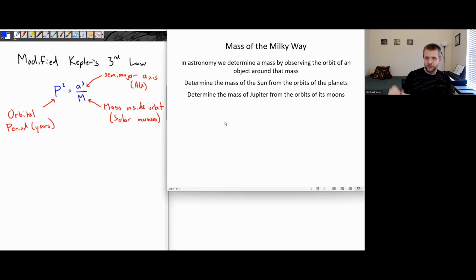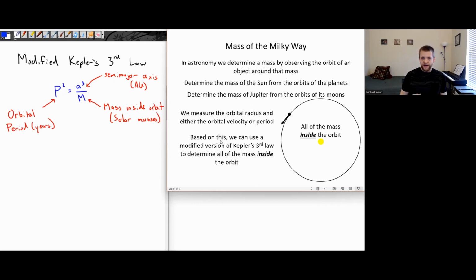Again, determine the mass of the sun from the orbits of the planets, determine the mass of Jupiter from the orbits of the moons. And basically, if I have one object orbiting another, if I can measure its orbital radius and either the velocity or the period of that orbit, we can use this modified version of Kepler's third law to determine how much mass is inside of that orbit.